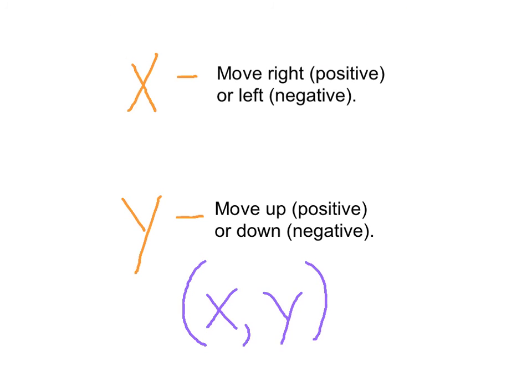Remember that when you have a coordinate pair, the first number that is listed is going to be the x always. The second number is going to be the y. Remember that when you have the x, you're going to move right or left. If you move right, it's going to be a positive number. If you move left, it's going to be a negative. When you're on your y-axis, you're going to move up or down. Remember, up is going to be a positive number, and down is going to be a negative number.